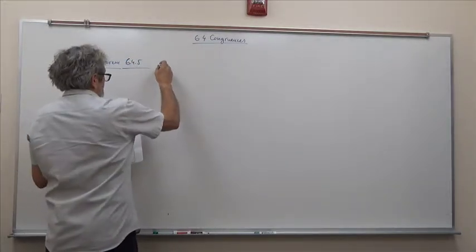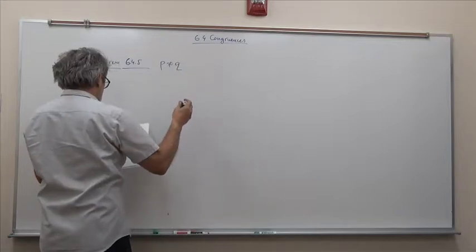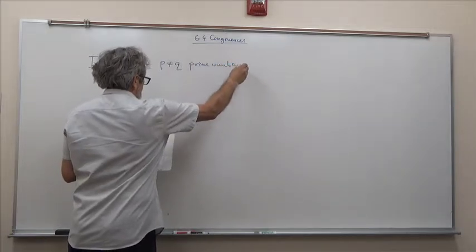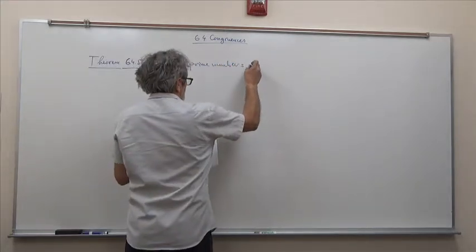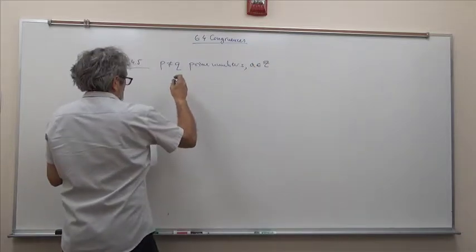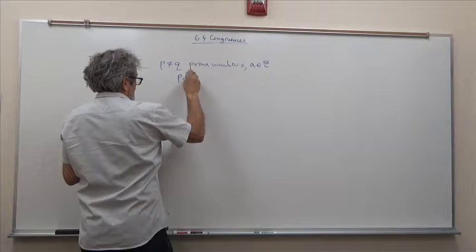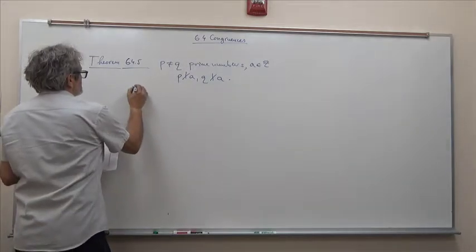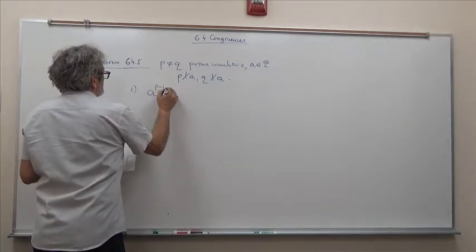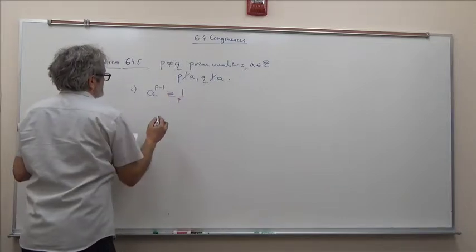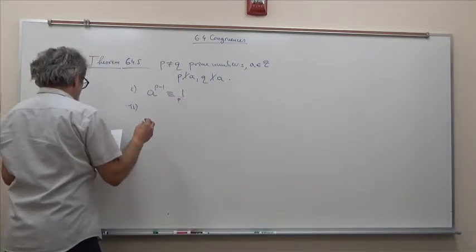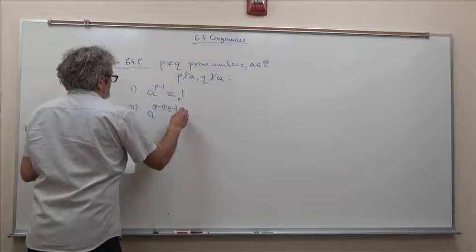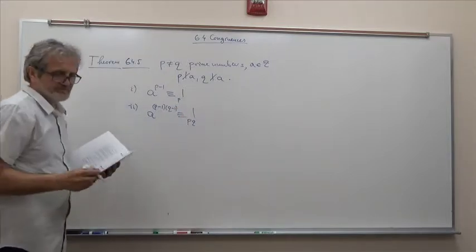It says the following: let P and Q be two distinct prime numbers, and let A be an integer, P does not divide A, and Q does not divide A. Then we have the following: A to the P minus 1 is congruent with 1 modulo P. And the second one, A to the (P minus 1)(Q minus 1) is congruent with 1 modulo PQ.